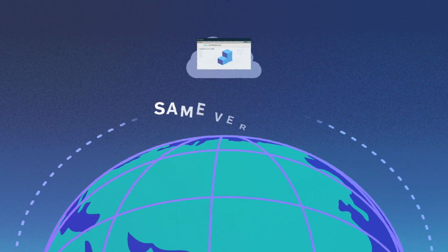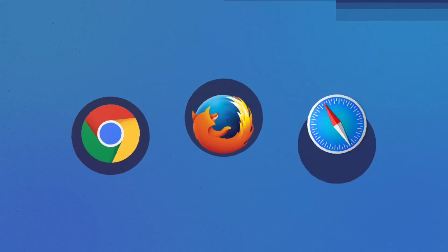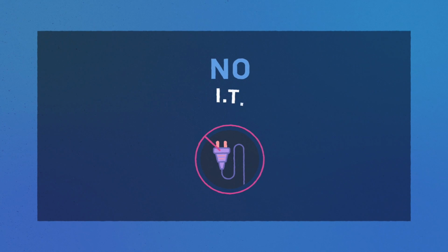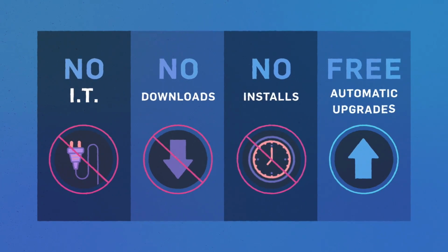Every Onshape user in the world is always on the same version, the latest one. Full cloud CAD runs in your browser with zero IT support. No downloads, no installs, and you get automatic upgrades every few weeks.